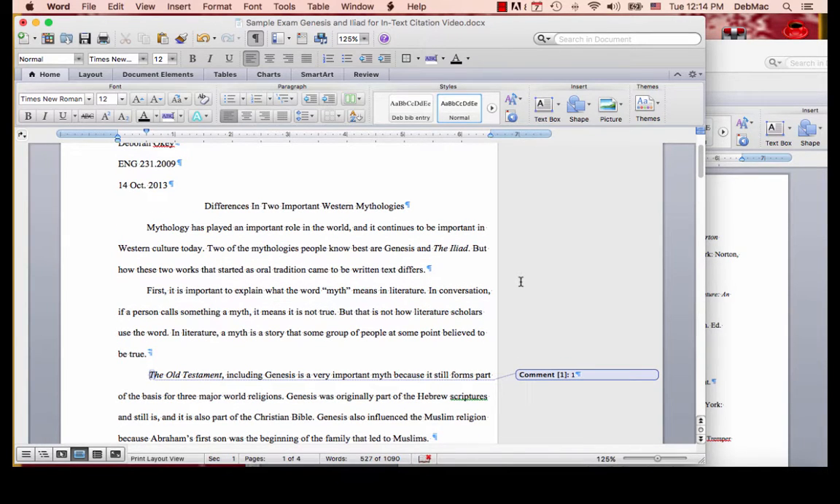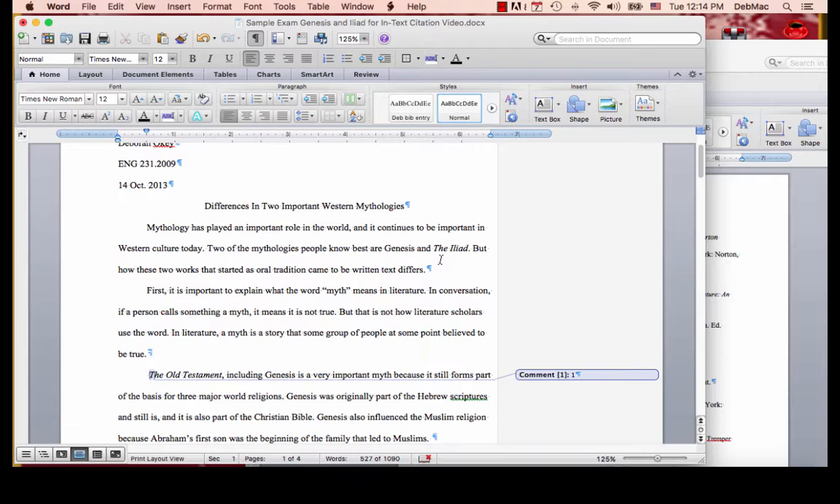Generally speaking, if you have something in your introduction that you discuss further in the paper and use citations for, you don't need a citation in the introduction. If you have something in the introduction, either an idea or a quote, that you don't cite later on in the paper, you do need a citation there. But most of the time, you don't need a citation in the introduction and the conclusion.